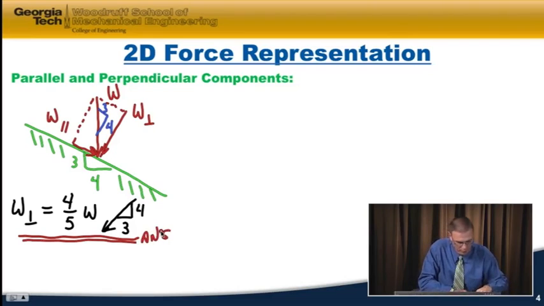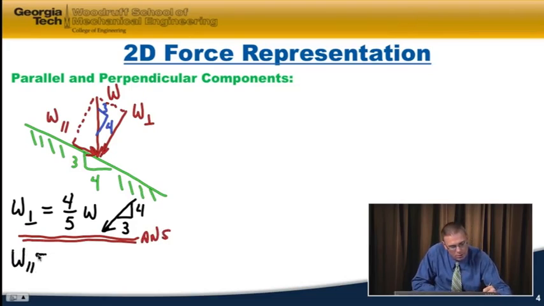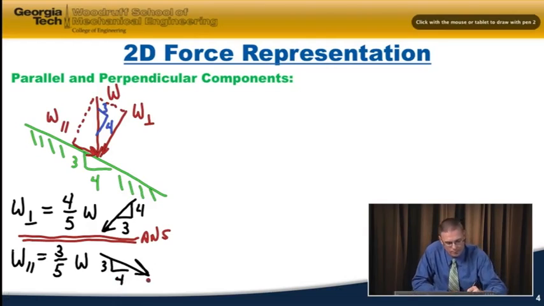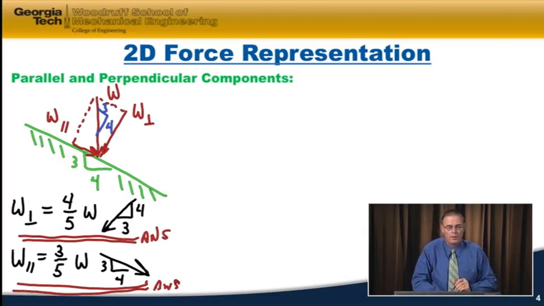And then we have our other component in our parallel direction. And the parallel component corresponds to the 3 side of the 3, 4, 5 triangle. And it is down and to the right, and it's on a slope of 3 on 4. So that's the way we'd express the parallel and perpendicular components of a force.